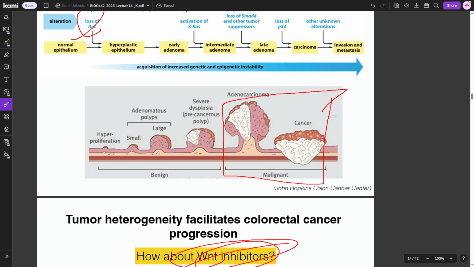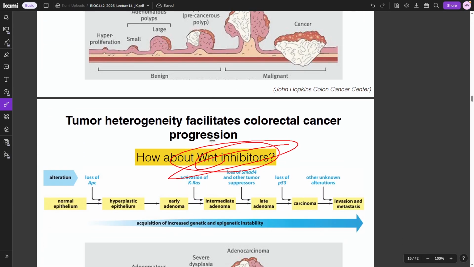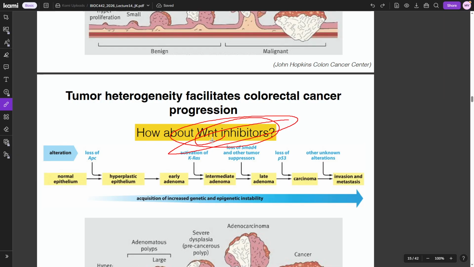And so what we need to do is remove it before it gets to this stage, ideally. So remove it here, remove it here, remove it here, even here. The sooner you remove it, the higher the chance of a good outcome. So, yeah.